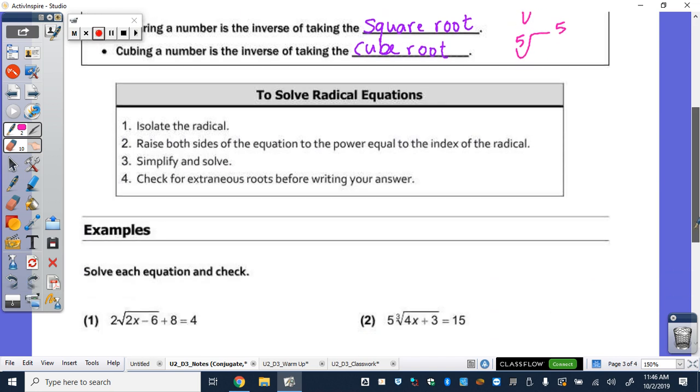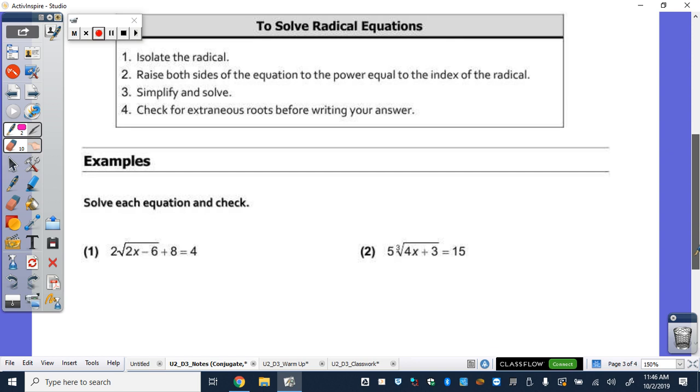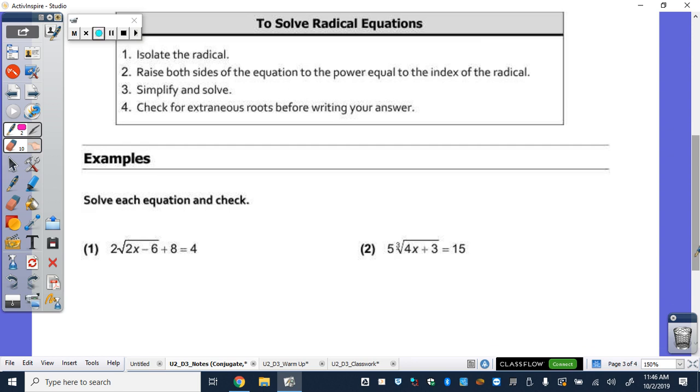So solving radical equations. Step number 1 is you want to isolate your radical. So you got to make sure it is by itself as much as it possibly can. Then you'll raise both sides of the equation to the power equal to the index, meaning if it's a square root, you square both sides. If it's a cube root, you cube both sides, that kind of a thing. Simplify and solve. And then very important is check for extraneous roots. With your radicals, there's extraneous roots all the time. So you got to make sure you're checking all of your equations to see if your root doesn't work out.